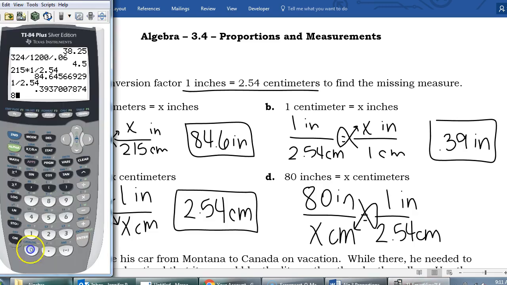So that is 80 times 2.54, my extra divide by 1 step just for fun, and I get 203.2 centimeters.